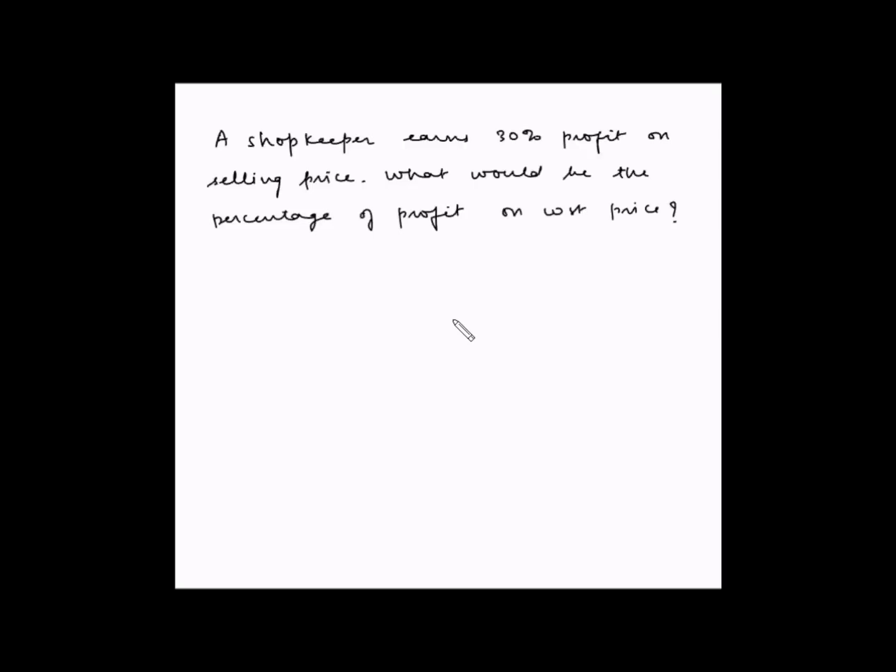A shopkeeper earns 30% profit on selling price. What would be the percentage of profit on cost price?